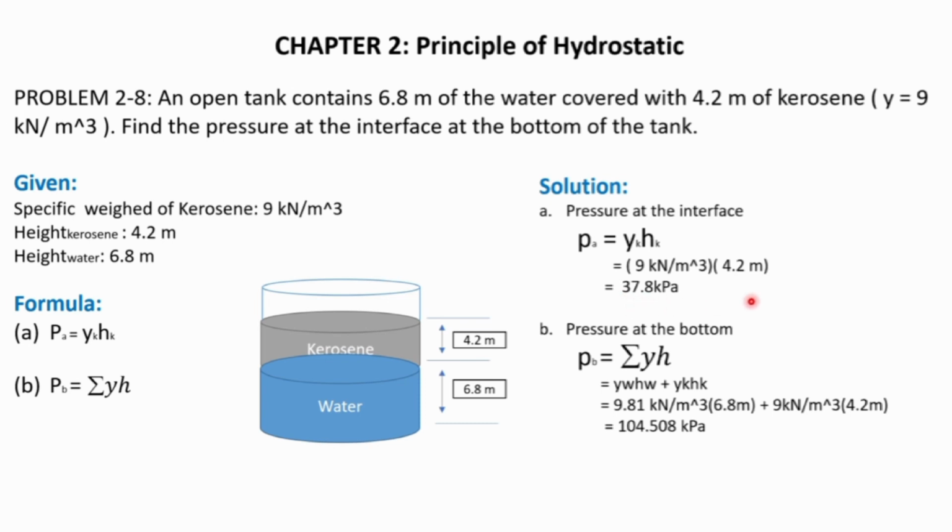The next one is the pressure at the bottom. We're going to use the formula pressure B, which is the summation of specific weight times height. It equals the specific weight of kerosene times the height of kerosene plus the specific weight of water times the height of water, which equals 9.81 kilonewtons per cubic meter times 6.8 meters plus 9 kilonewtons per cubic meter times 4.2 meters.